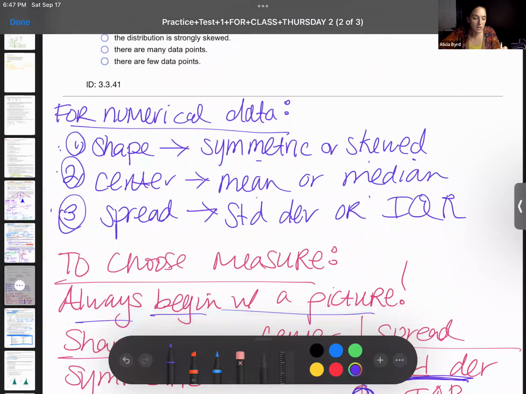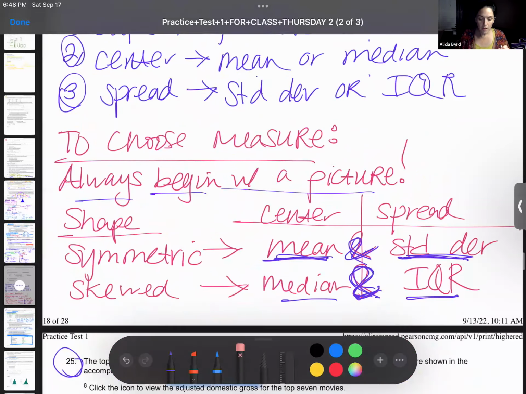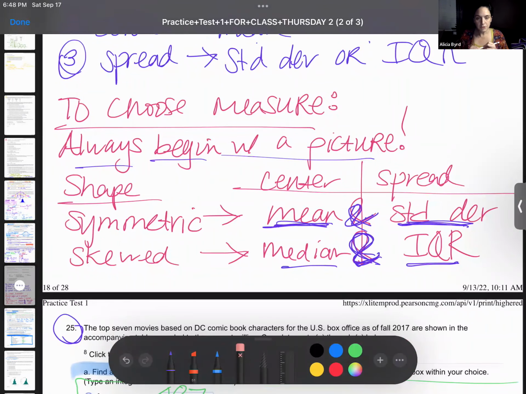We mentioned shape, center, and spread before, so we're doing the same thing again. We're looking at shape, and we're really looking for, is it symmetric or skewed? Center, what's the mean or the median, and then spread, we're either going to use standard deviation or interquartile range. To choose the measure, you're going to begin with the picture of your data. So, make a picture. In a lot of my stat classes, the first thing you do when you try to analyze your data is start with the picture.